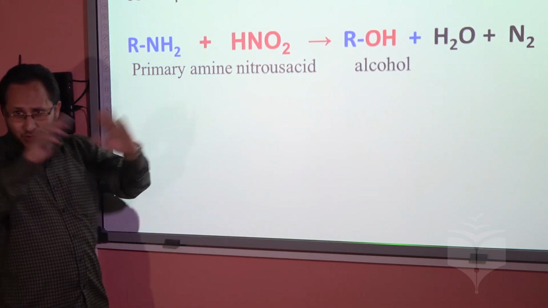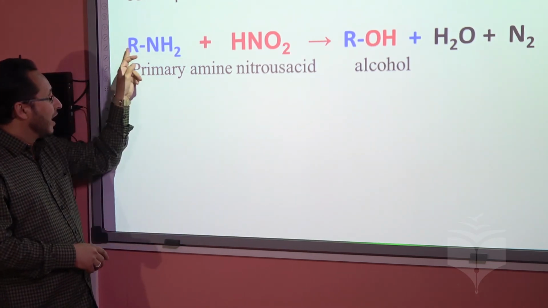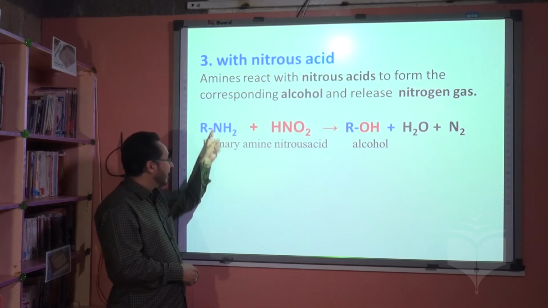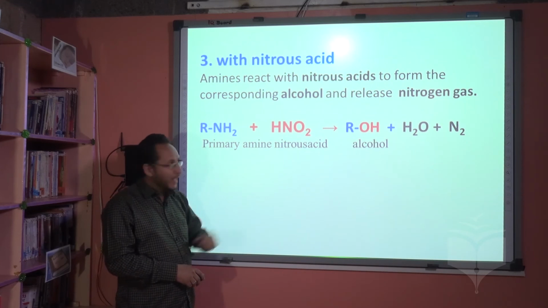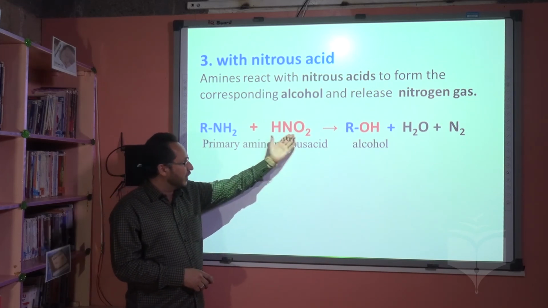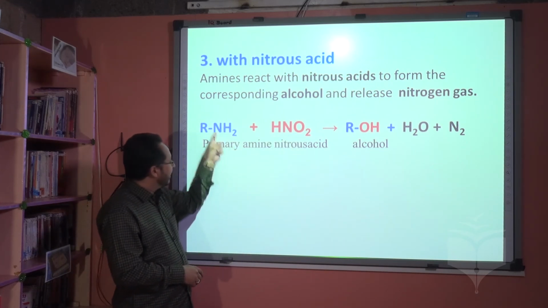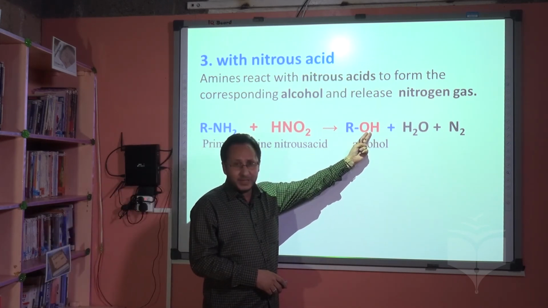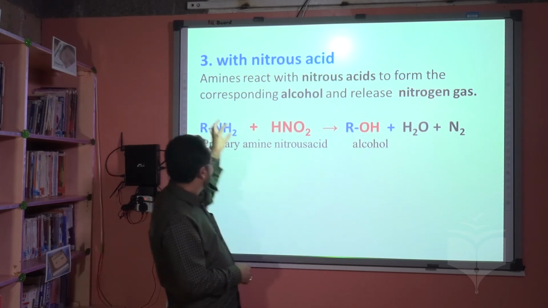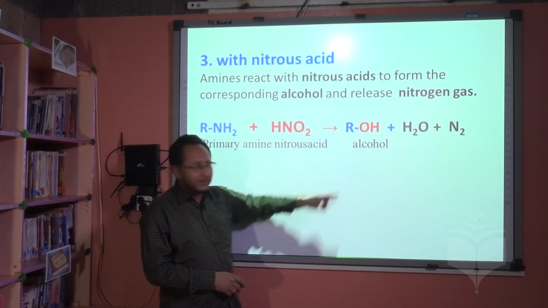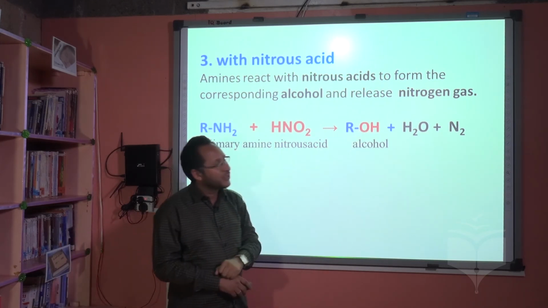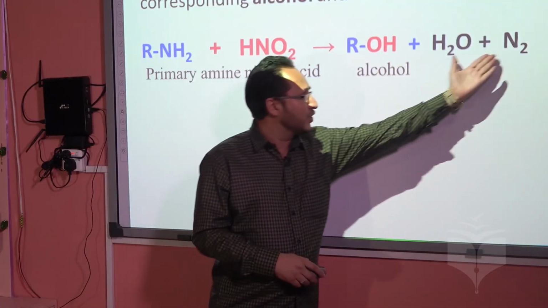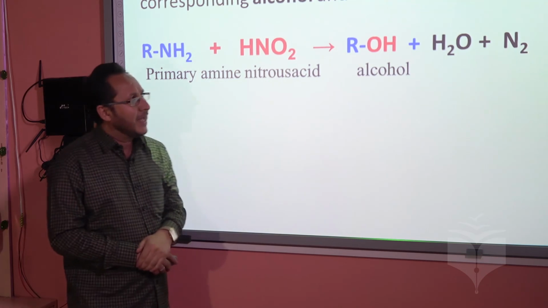What is the general rule of the reaction? You have to have a primary amine. So this is a primary amine, RNH2, which reacts with nitrous acid, HNO2. You have to replace this nitrogen group by the alcohol group, OH. Just remove NH2 and replace it by OH. Then R is the same. And we get H2O and nitrogen gas.